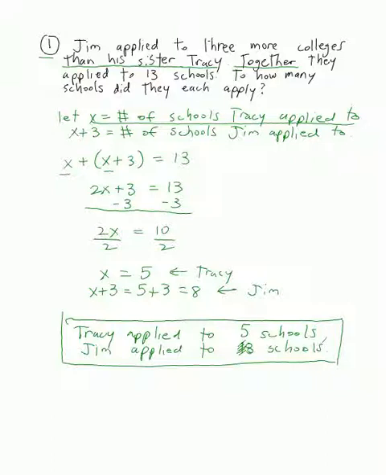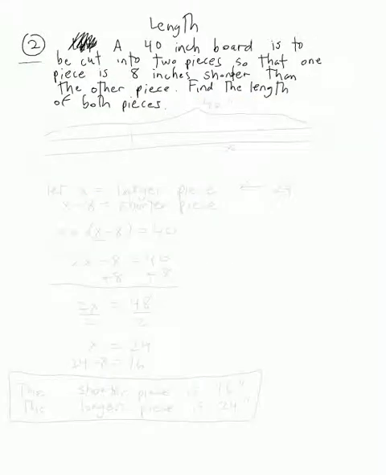Okay, let's try another one. Let me go ahead and read the question here for number 2. This is going to be a problem involving length. Okay, so let's see what it says. A 40-inch board is to be cut into 2 pieces so that one piece is 8 inches shorter than the other piece. Find the length of both pieces.